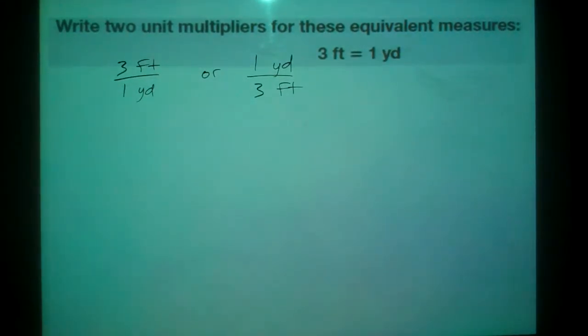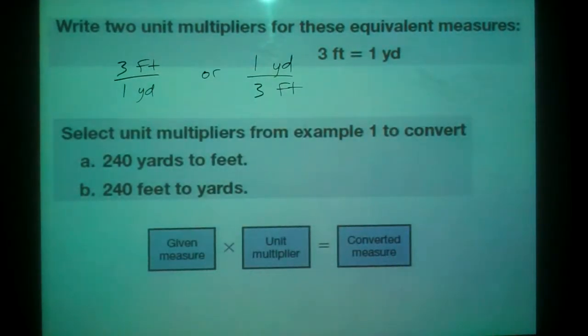Those are both unit multipliers because 3 feet and 1 yard are the same thing. It says they're equal, and they are. And 1 yard and 3 feet are the same thing. So these both are equal to 1, and they both have units. That means they're both unit multipliers.